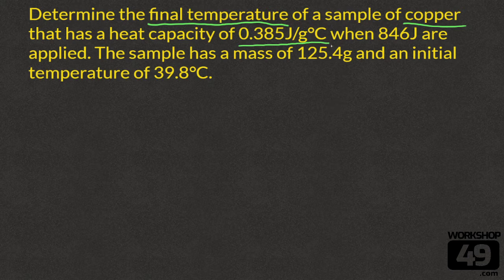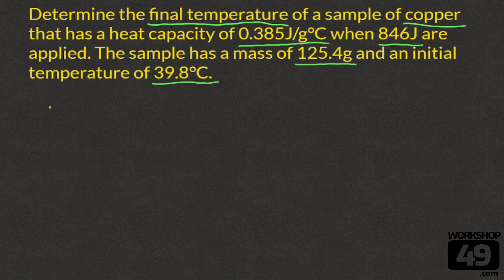If that value is not in your question, again, you're going to have to find that in a table, either in your book or online. When 846 joules are applied, that's our Q, the sample has a mass of 125.4 grams and an initial temperature of 39.8 degrees Celsius. We have all of the information that we need.